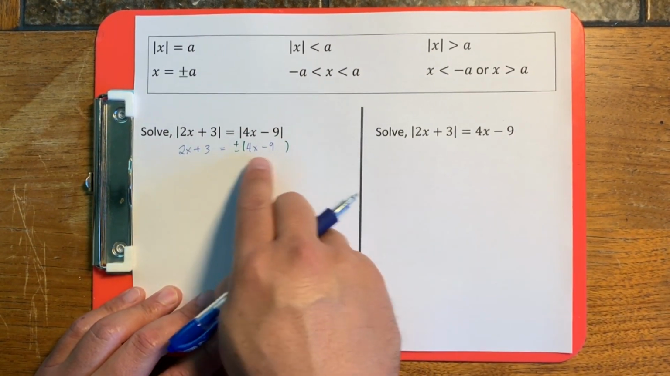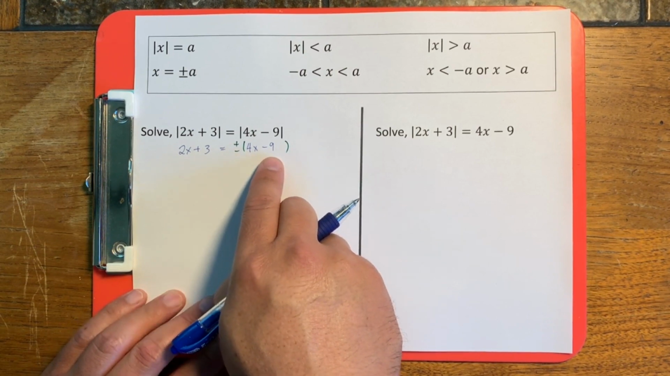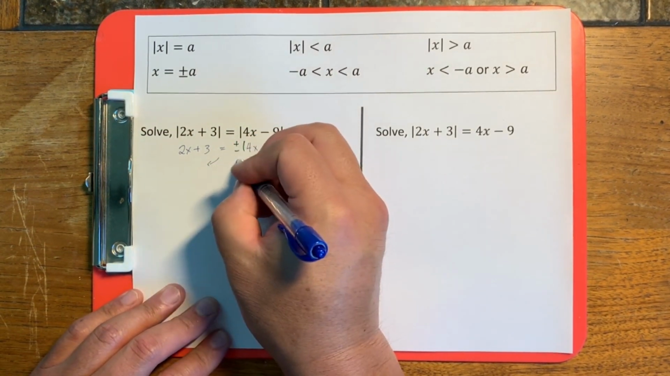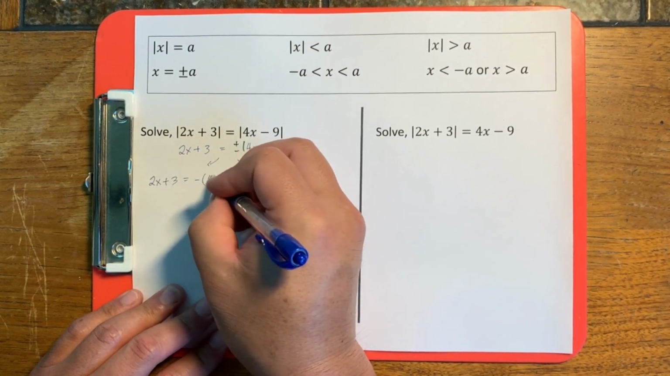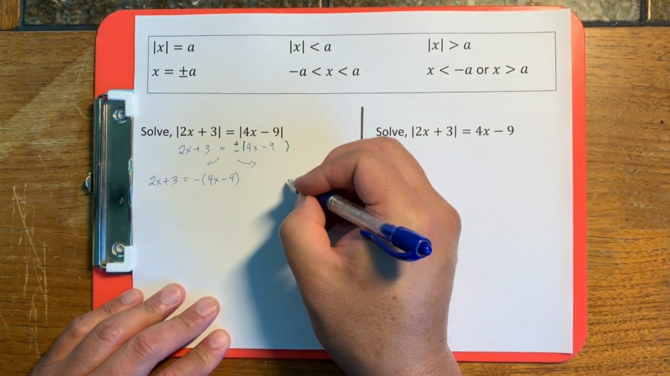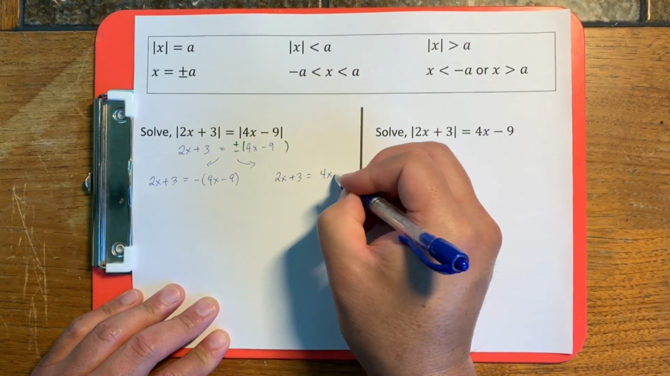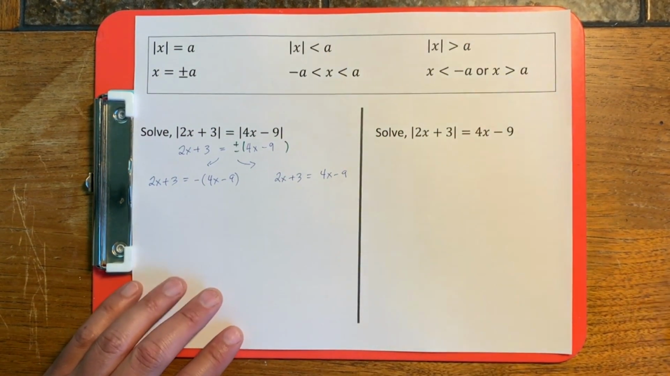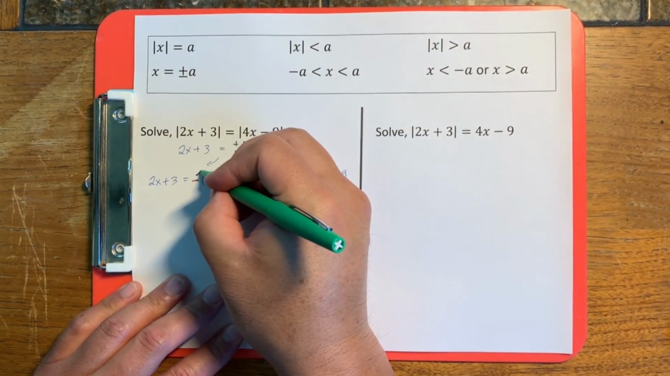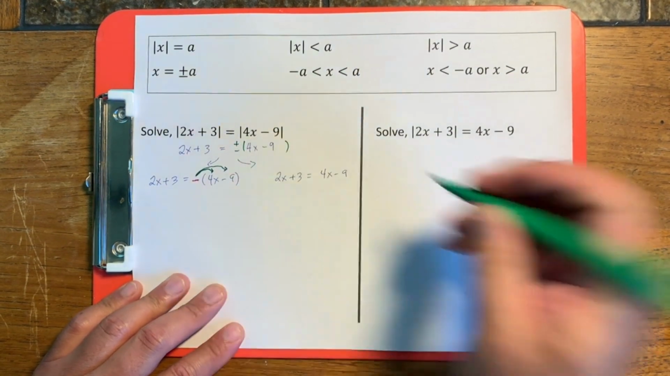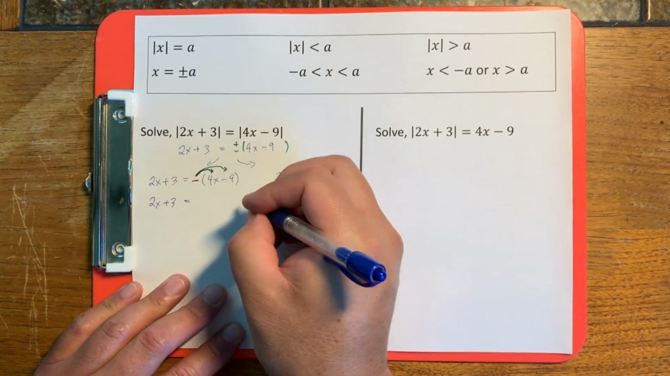Now, it's important that you have the parentheses here because this negative is going to distribute to the 4x and to the minus 9. So this will turn again into two equations. And then this part over here will turn into... Okay, so it's really important for you to see that this minus over here is going to distribute. You're going to multiply -1 times that and -1 times that.